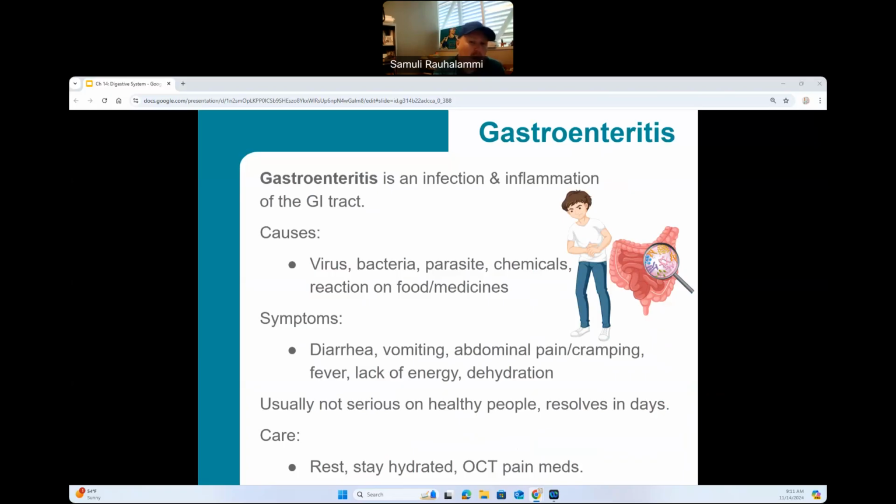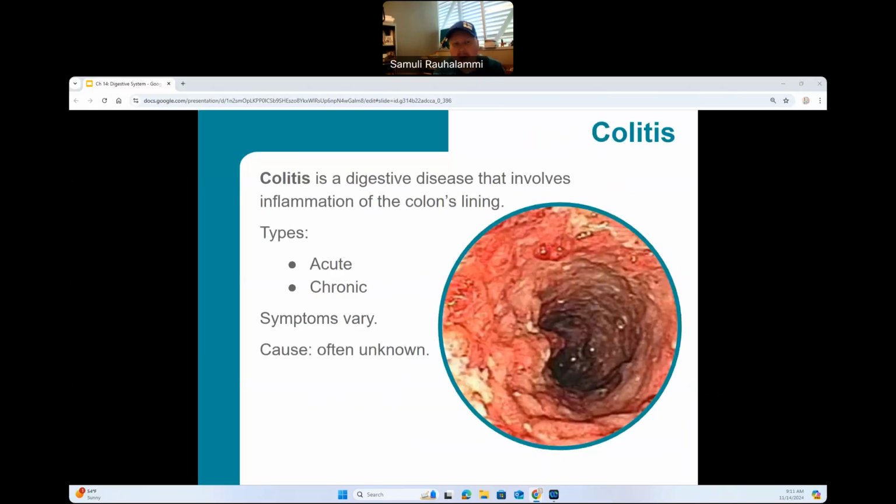Let's have a look at another condition, colitis. This is inflammation of the colon's lining, and there are different types. They might vary. Many types can be chronic, or acute. Symptoms are largely what we have seen before: abdominal pain, diarrhea, blood in the stool, fever, tiredness, constant need to have bowel movements, dehydration, and bloating.